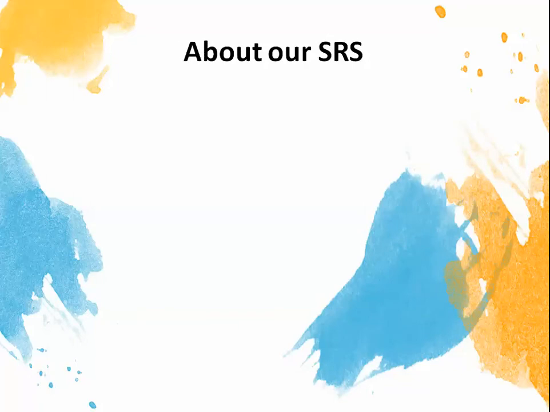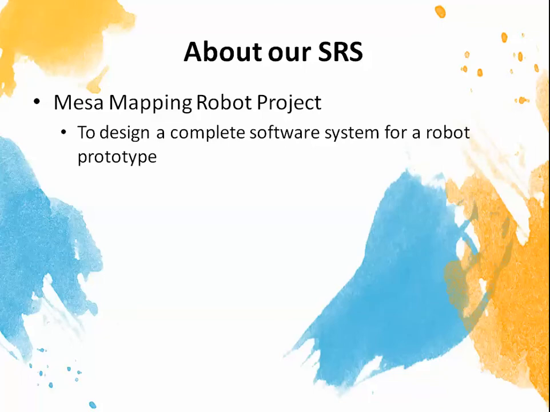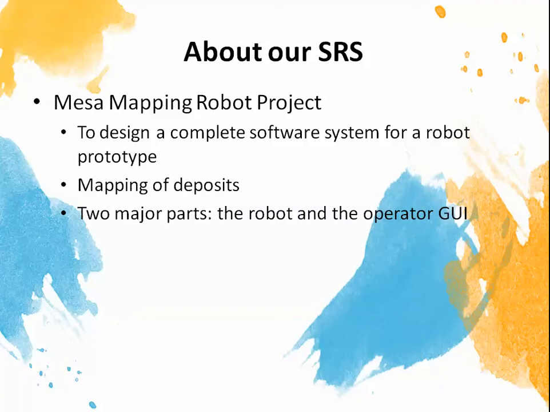So moving on to what our SRS is all about. Our project is a mesa mapping robot project. What this means is we have to design and complete a software system for a robot prototype. Basically, the system is a mapping system which is responsible for creating a map of deposits in a survey area. So there are two major parts in the system: one is the hardware robot itself, and the other is the operator GUI.